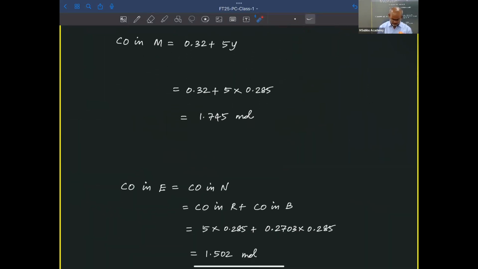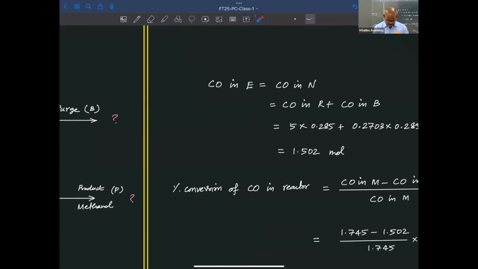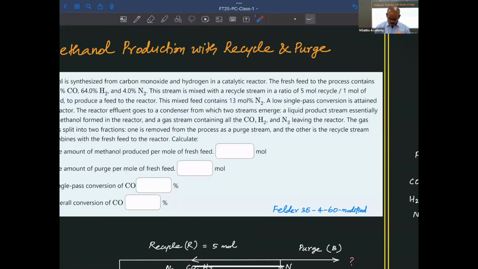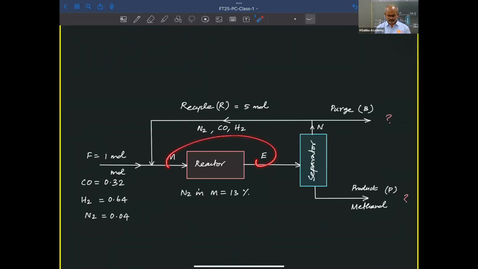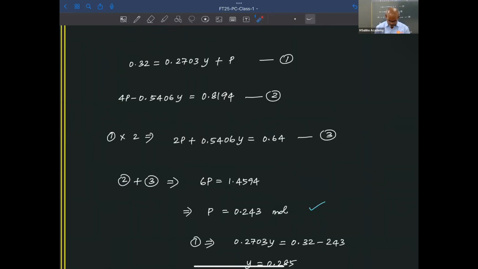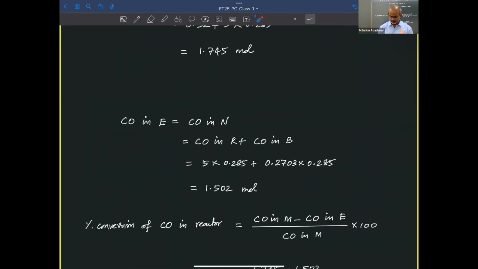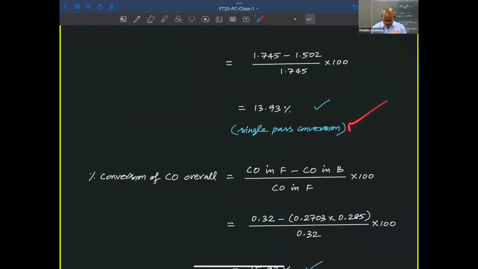Now, what is asked is the conversion of CO in the reactor. What is the conversion of CO in the reactor? The single pass conversion is how much CO is entering minus CO leaving. So how much CO is entering here and how much CO is leaving. The difference is the amount of CO converted, divided by how much CO is entering. So this is the percentage conversion: the amount of CO converted over the amount of CO entering. By that we can solve, and for the overall process also you can solve.